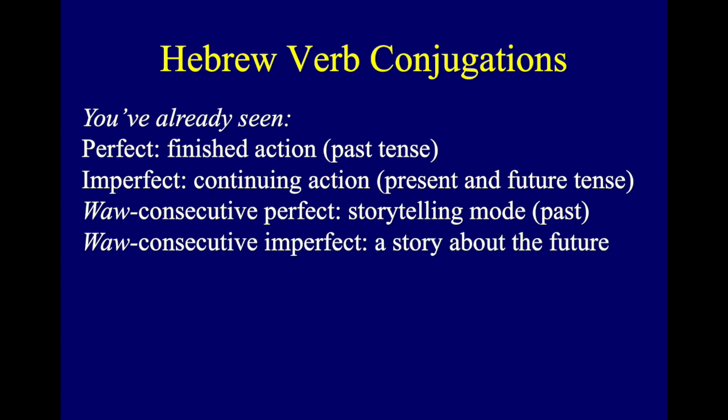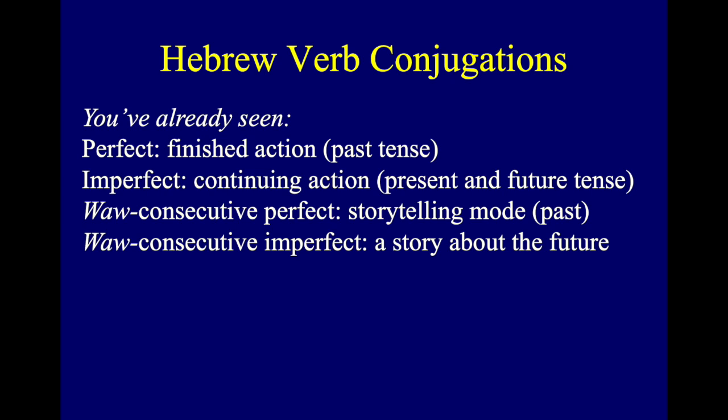Then we've also just briefly looked at that vav consecutive perfect. It's kind of a future story, a story about the future. It's made by taking a perfect and putting a vav in front of it and kind of converting it to the future. It's less common than anything else on that list so far. It's the least common of all of these types of verbs, but it does exist, especially when anyone is talking about what's going to happen.